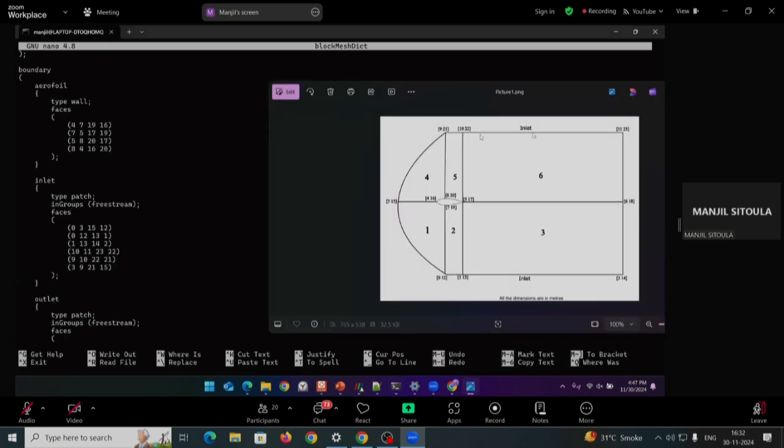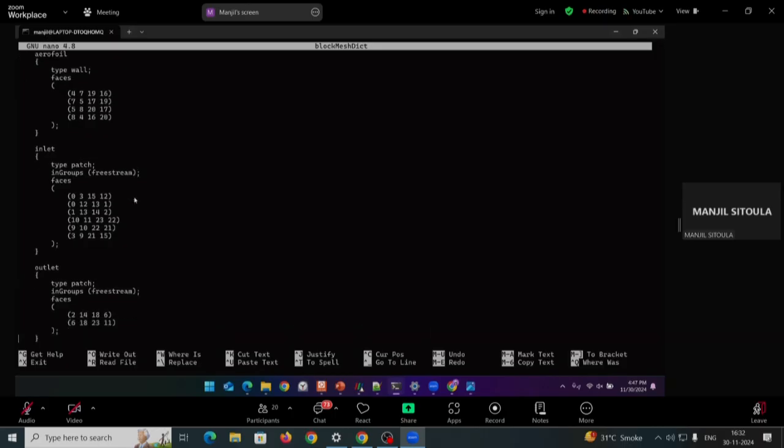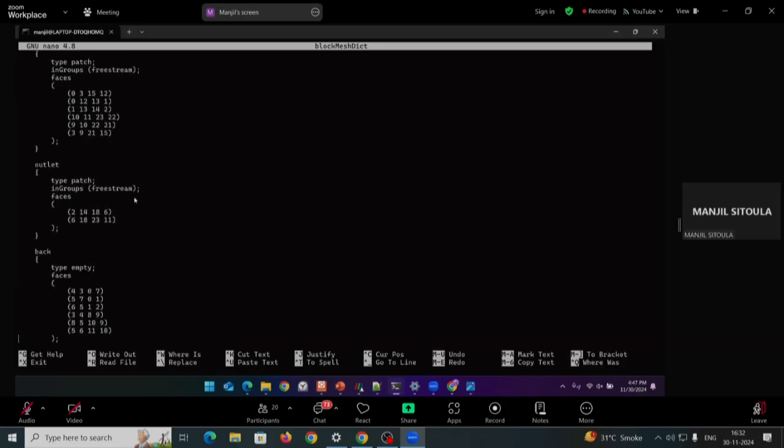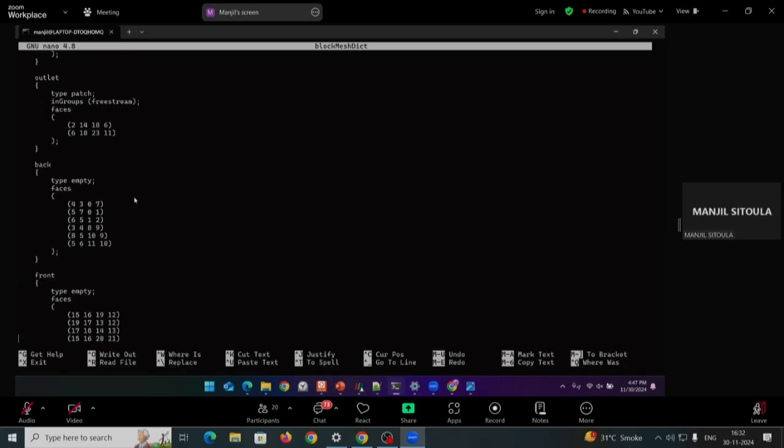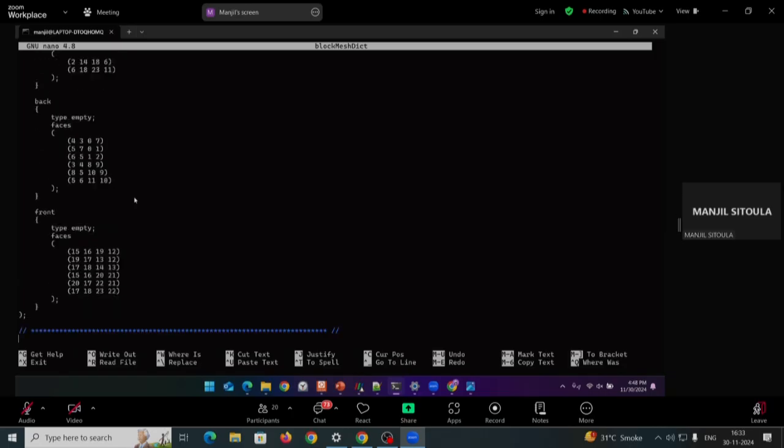Our boundary is the inlet. There is no separate top and bottom; there are only inlets. The front is the inlet, and the top and bottom are also given as inlet, and this is given as the outlet and the airfoil patch. So these are the boundary definitions. You can check this out later, how we have assigned the faces and the vertices.